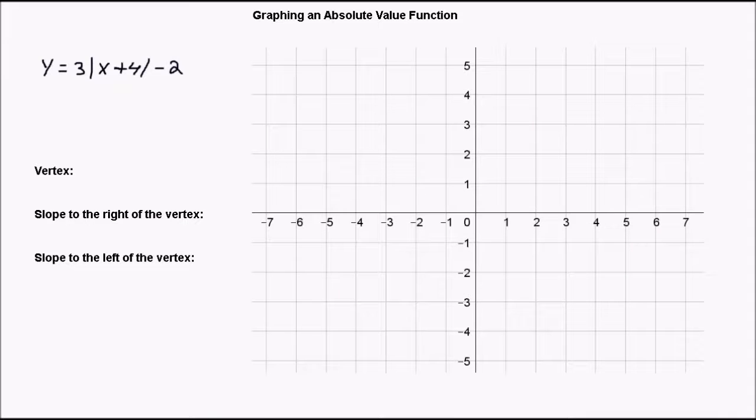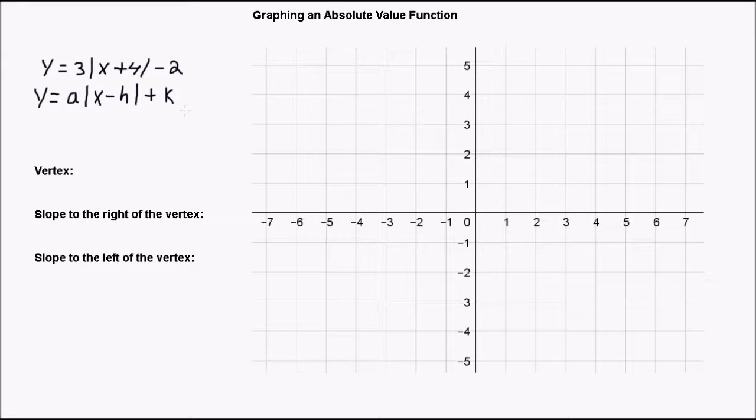All right, let's graph an example of an absolute value function. So here I have the example y equals 3 times the absolute value of x plus 4, minus 2. And the first thing I want to do is get it written in the form that we are familiar with. So we've discussed this before. y equals a times the absolute value of x minus h, plus k, where we know that h and k are our vertex.